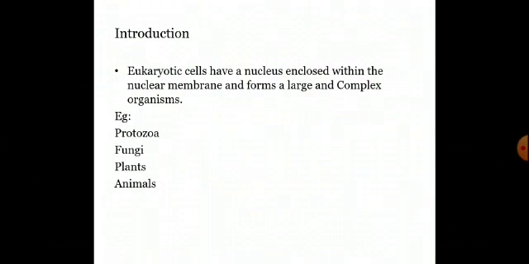Animal cells do not have cell walls. Instead, they have a cell membrane. They have the ability to perform phagocytosis and pinocytosis. Phagocytosis means cell eating and pinocytosis means cell drinking.